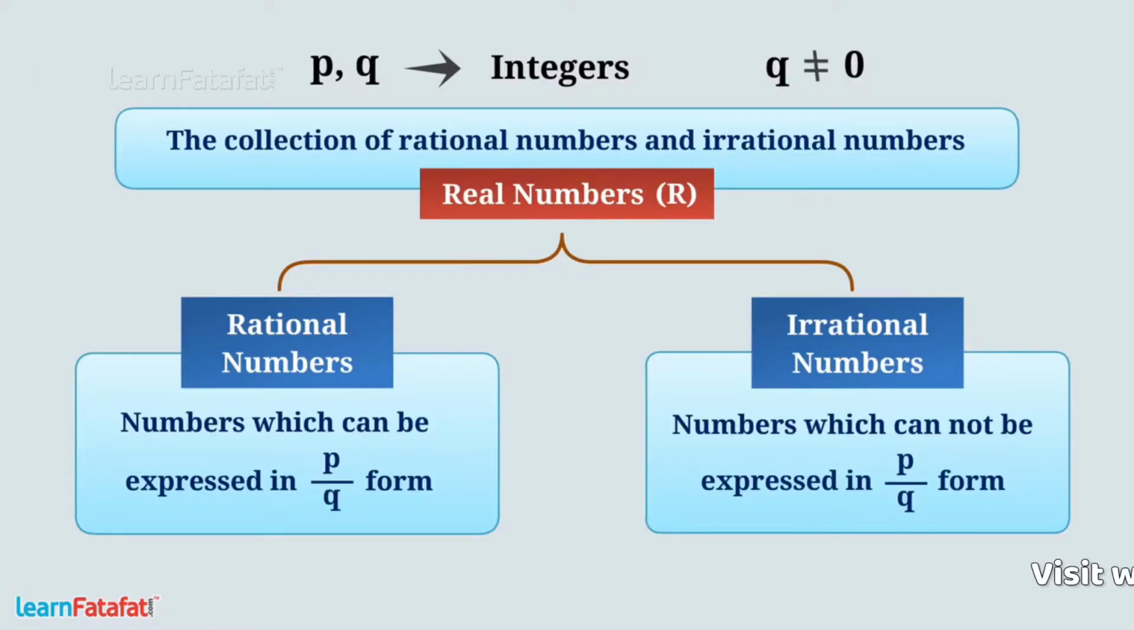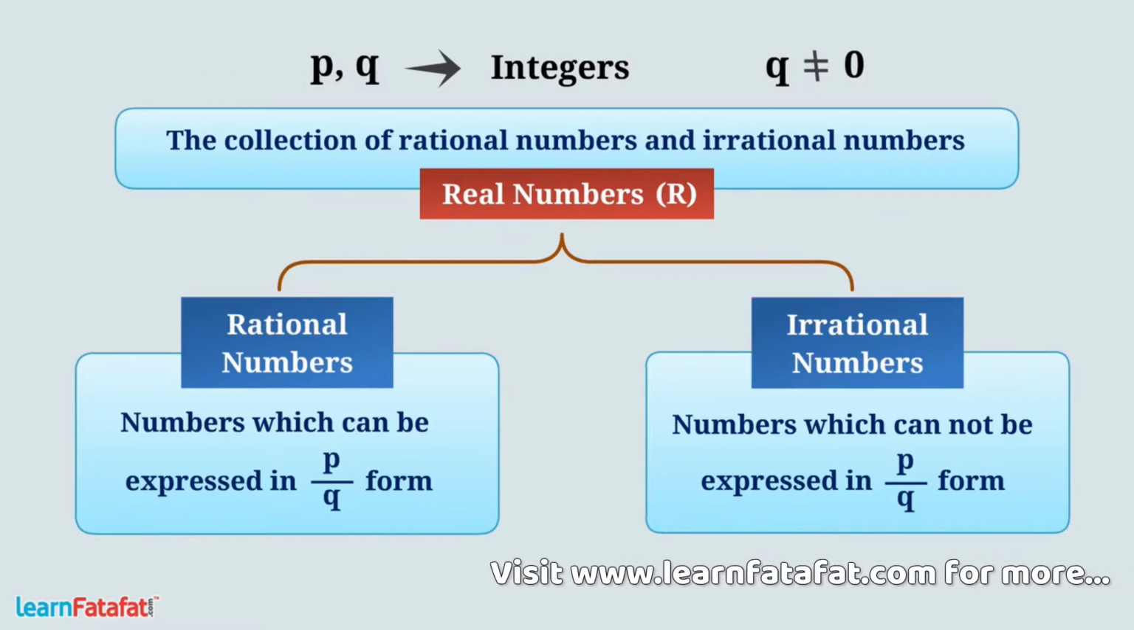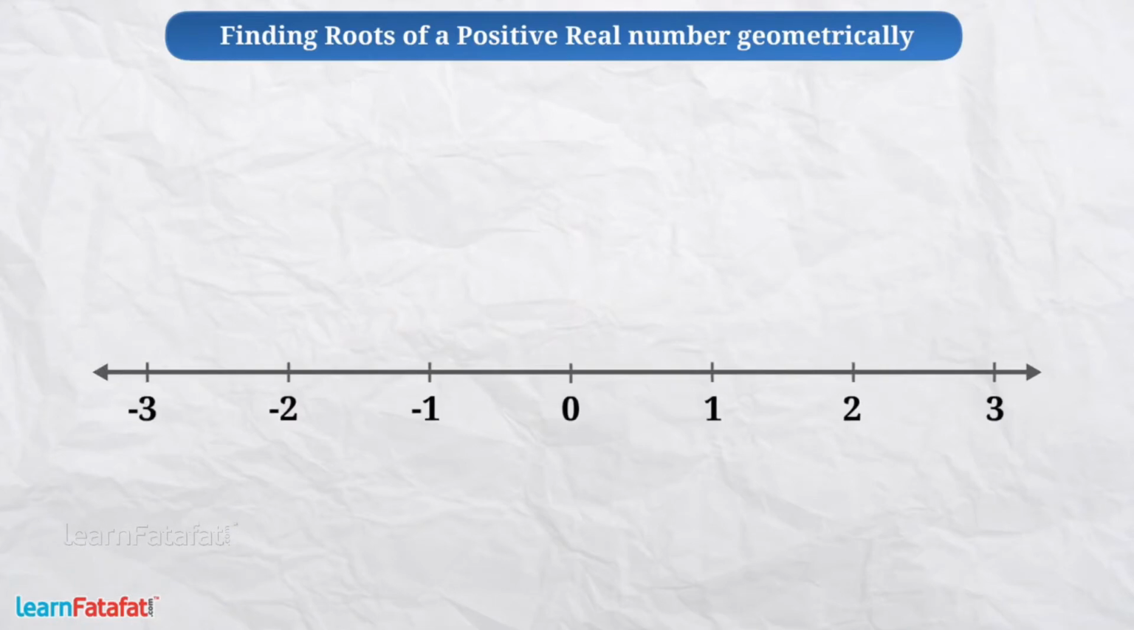In this video, we will try to represent rational and irrational numbers on number line. We can also say that we will find the roots of positive real number geometrically. Basically, every real number, including rational as well as irrational numbers, can be represented by a unique point on the number line. Or oppositely, every point on the number line represents one and only one real number.